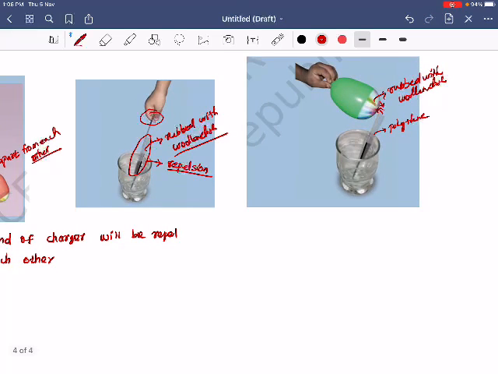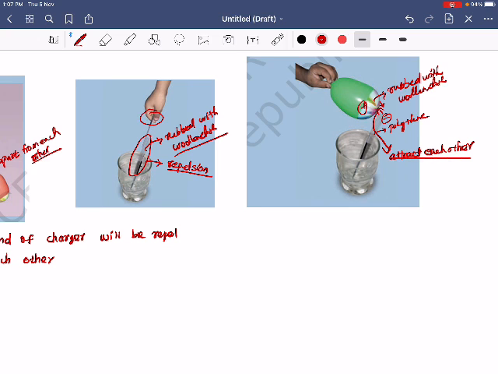Balloon and one refill. So here, maybe this will be the positive charge acquired or this will be the negative charge. When different kinds of charges are present, both are trying to attract each other. So that means this is called attraction of the charges.